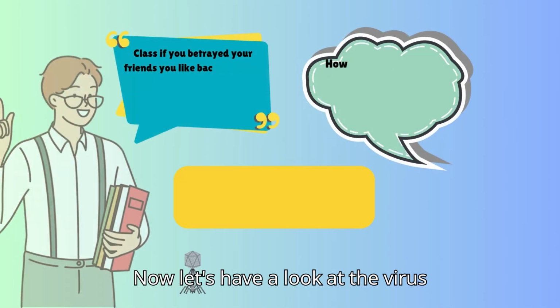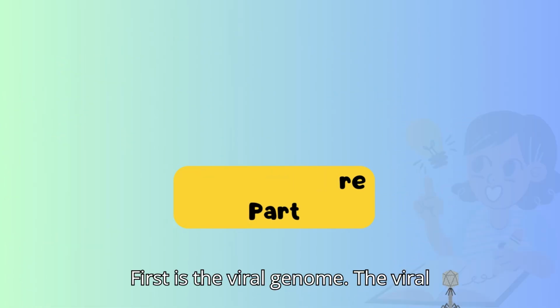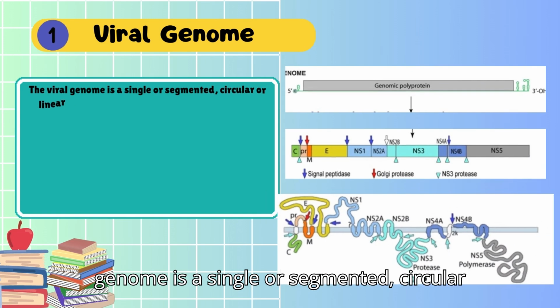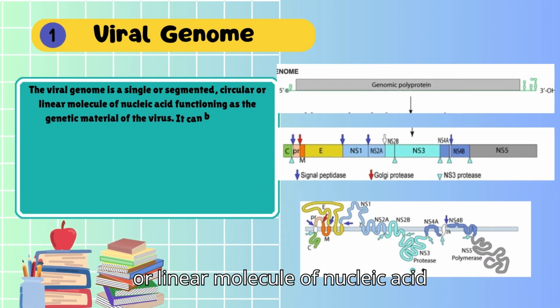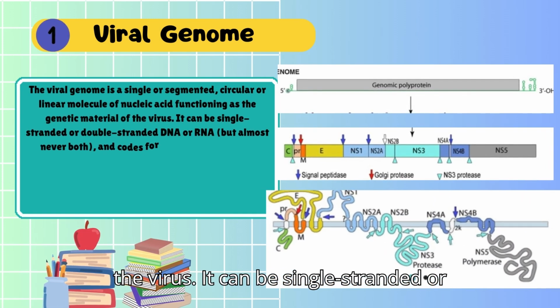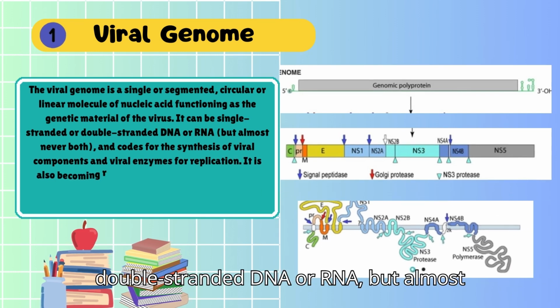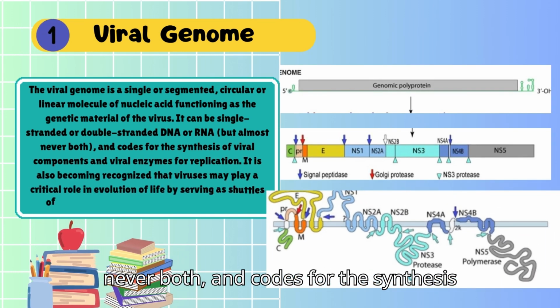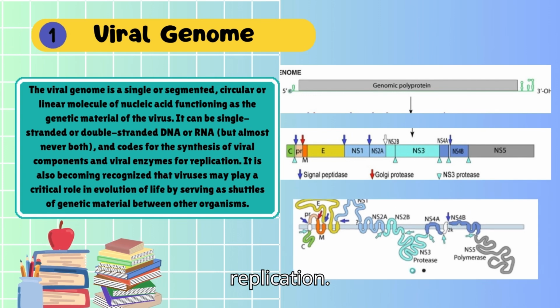Now let's have a look at the virus structures. First is the viral genome. The viral genome is a single or segmented, circular or linear molecule of nucleic acid functioning as the genetic material of the virus. It can be single-stranded or double-stranded DNA or RNA, but almost never both, and encodes for the synthesis of viral components and viral enzymes for replication.